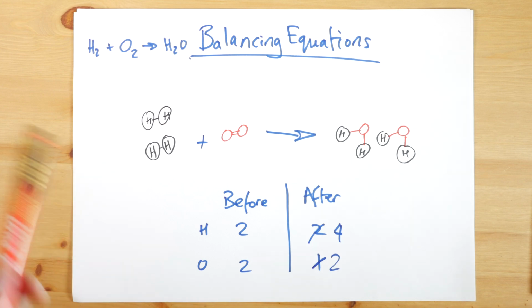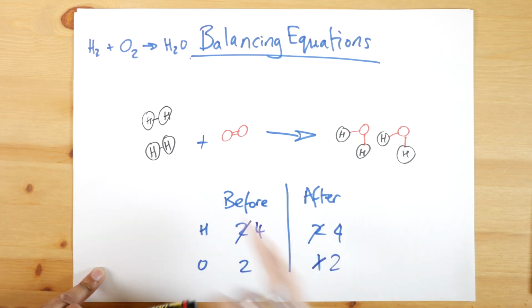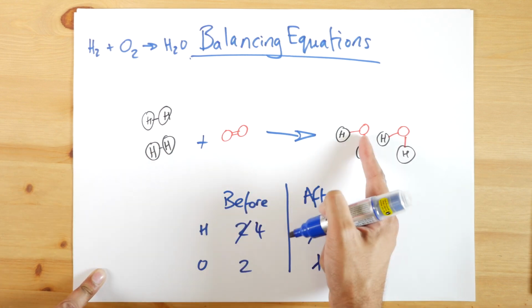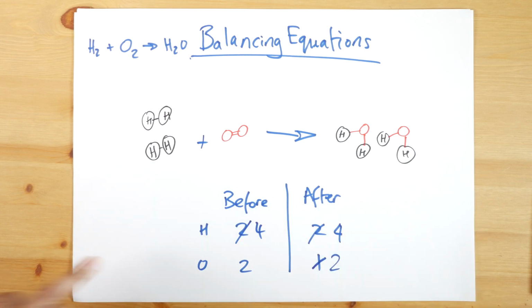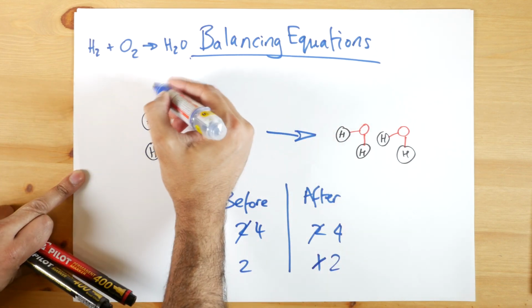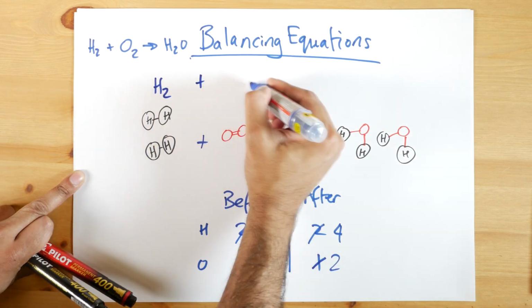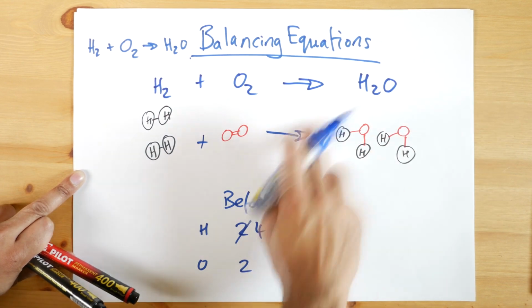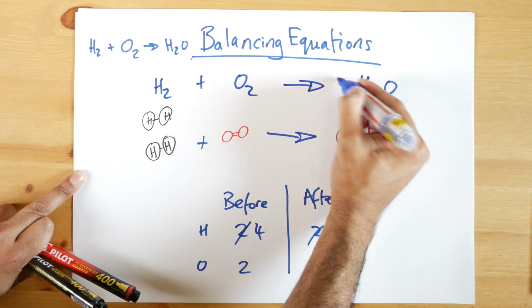Okay, so now if you have a look, you've got 4 hydrogens before, 4 hydrogens after. Oxygen you've got 2, and after you've got 2. Everything's balanced. Now, we can't present a balanced equation in this manner, okay? We've actually got to do it a little bit like this, but with numbers. So we do it like so. Let me just write it out in front. So H2 plus O2 gives you H2O. I've got 2 of those, 2 H2Os, so I've put 2.